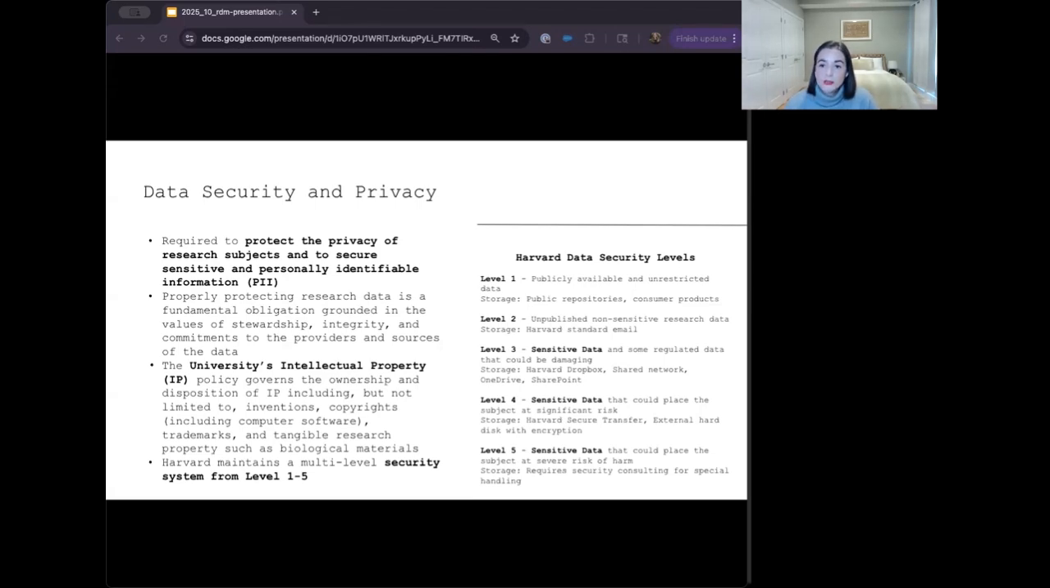Most of the data that we house is level 1 or 2. If you have data that's considered level 4, then you'll have to talk to other entities, maybe like university research computing, or over at the medical school, they also have a sensitive research data environment.